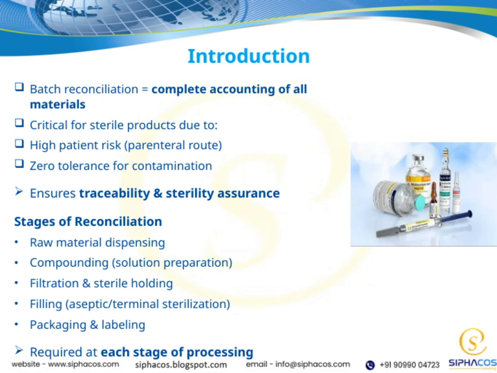Now let's look at the stages of reconciliation. It starts with raw material dispensing, where we carefully measure and prepare the raw materials. Then, we move on to compounding, which involves solution preparation. Next, filtration and sterile holding are crucial steps to maintain sterility. After that comes filling, either through aseptic processes or terminal sterilization. And finally, packaging and labeling complete the process. It's important to note that reconciliation is required at each of these stages. This continuous process ensures integrity and safety throughout manufacturing, tying everything together to produce a reliable, sterile product.